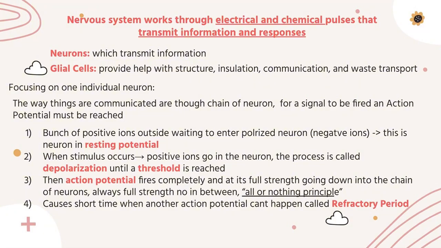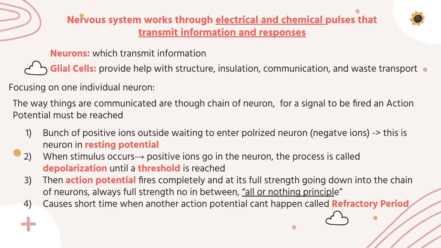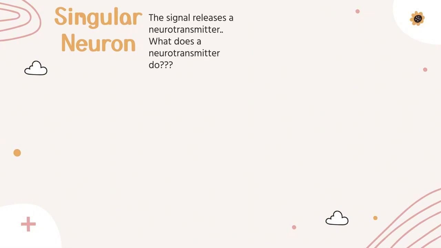Then the action potential fires completely and it's at full strength going into the chain of neurons. It's always at full strength. There's no in between. It's the all or nothing principle. Then it causes a short time when another action potential can't happen, and that's called the refractory period. So, a single neuron. The signal releases a neurotransmitter, but what does a neurotransmitter do?